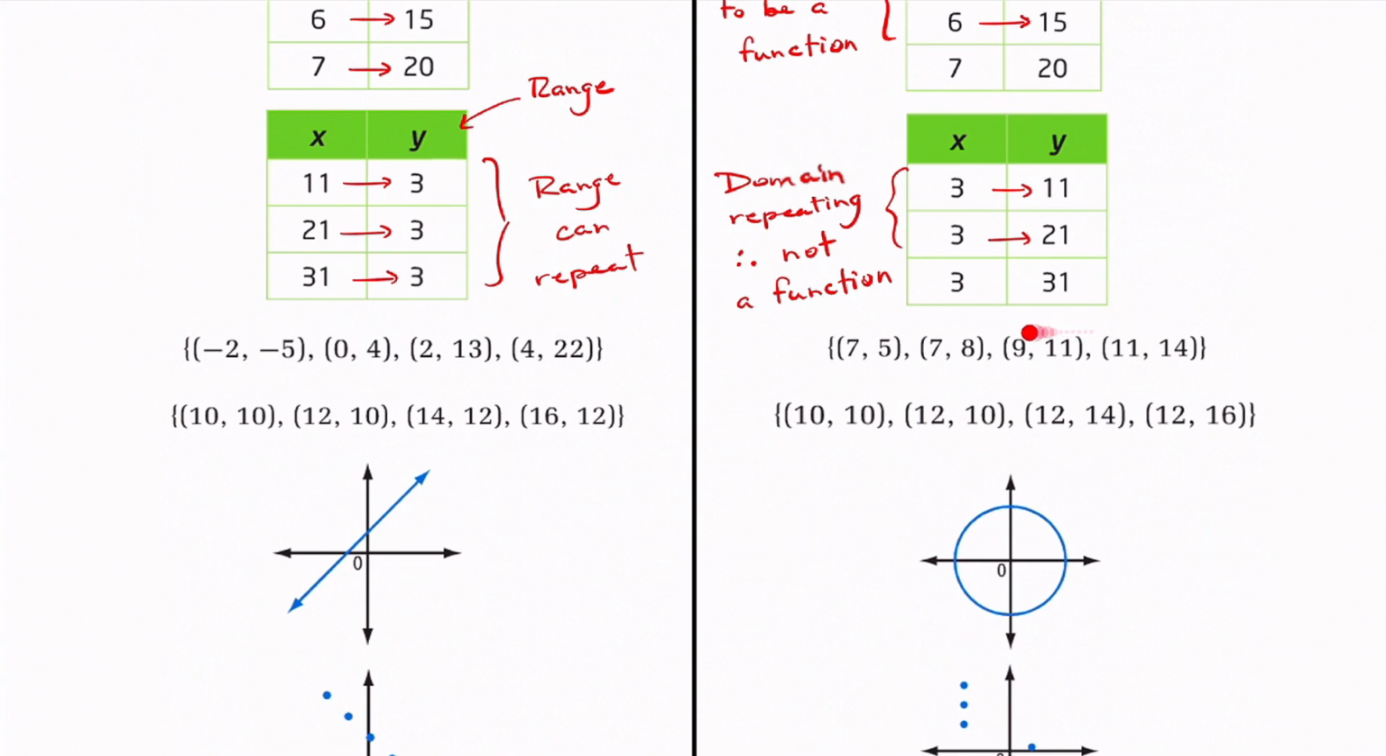If I look at this right side here though, I can see 7 gives out 5, and then 7 all of a sudden gives out 8. So we can't have that domain value repeat and get out a different range. So these 7s, and even on the second one, these 12s, they repeated, but gave out different range values. We can't have that happen. So the domain repeated, but it gave out a different range. So now we've seen it with a list of points.